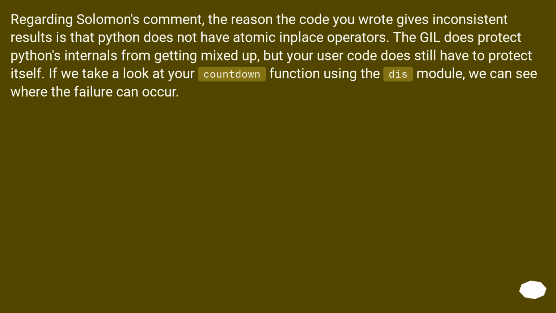Regarding Solomon's comment, the reason the code you wrote gives inconsistent results is that Python does not have atomic in-place operators. The GIL does protect Python's internals from getting mixed up, but your user code still has to protect itself. If we take a look at your countdown function using the dis module, we can see where the failure can occur.